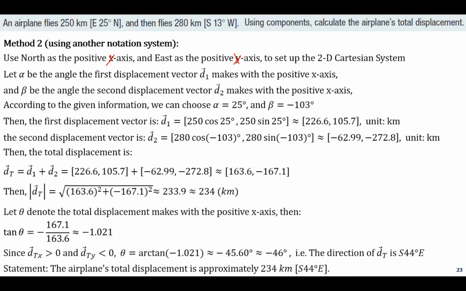Again, it is recommended to use the quadrant bearing or true bearings to denote the heading of airplane.